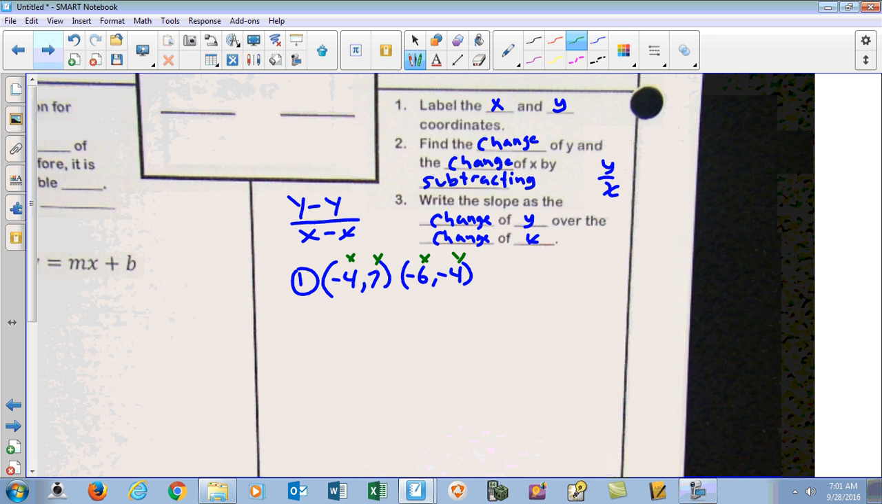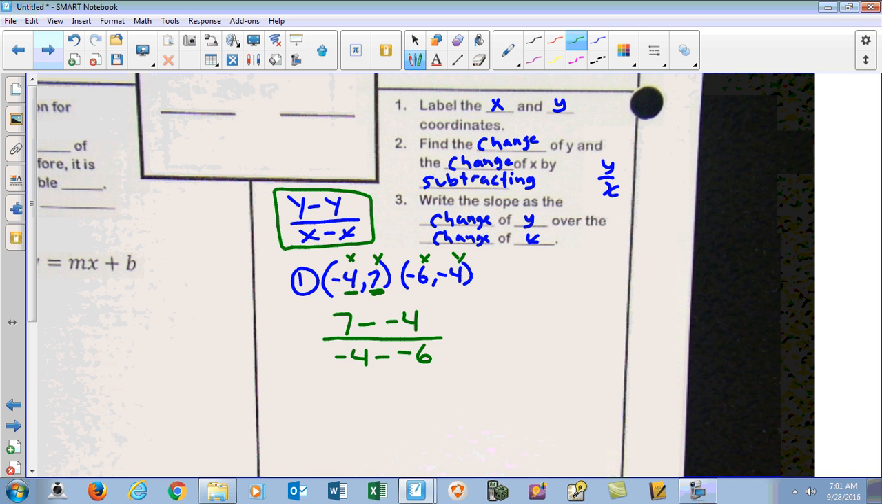So when you do this now, you're going to use this little formula to plug it in. Depending on which one I start with first, let's say I started with 7, I'm going to do 7 minus -4. Since I started here at 7, when I do my x's, I have to go in the same order. I have to start with -4. So -4 minus -6.